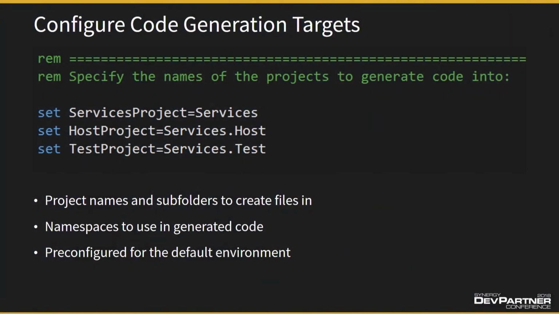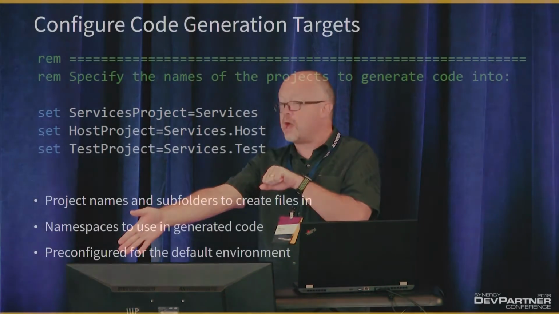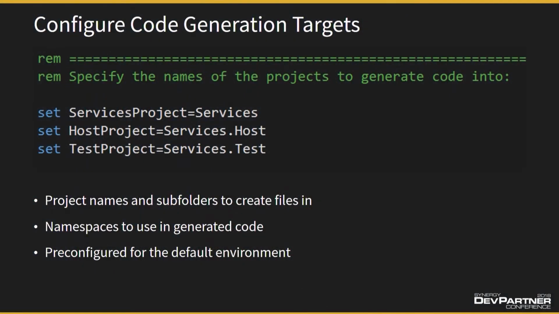So the batch file, one thing to note at the top of the batch file is the names of the services. You'll notice these correspond with, at least two of these correspond with the names of the projects in the default solution. So this is essentially going to determine where code is generated to, into the services folder and into the services.host folder. And if you enable unit test generation, then that code will be generated into the services.test folder, which isn't there in the default project.